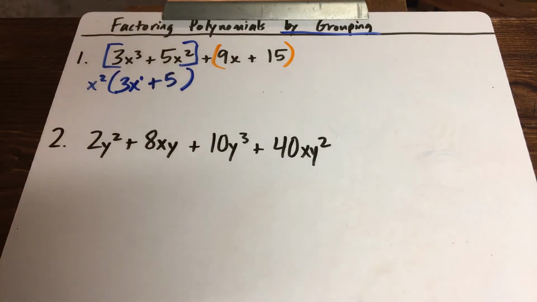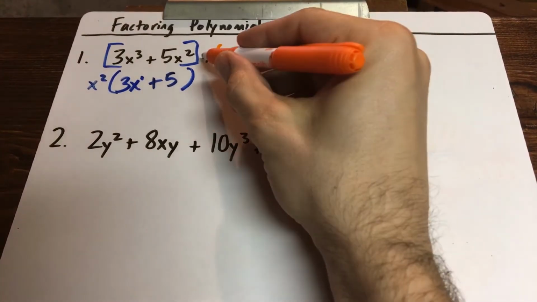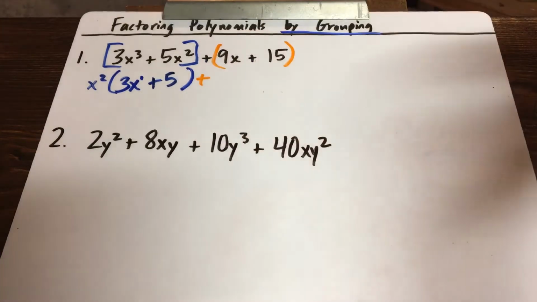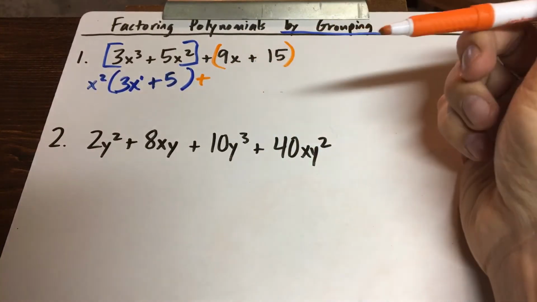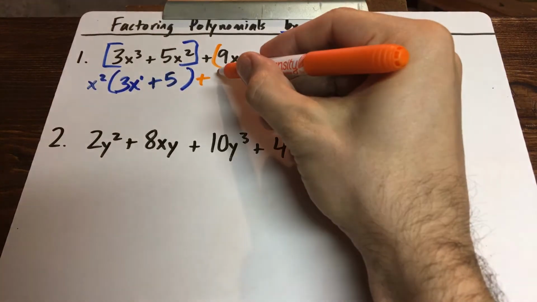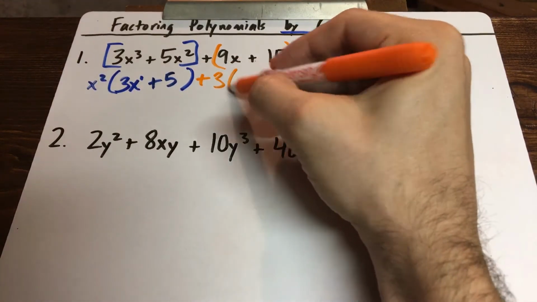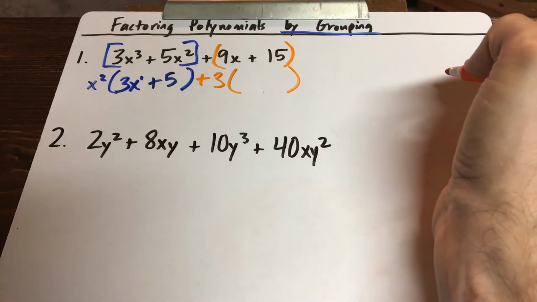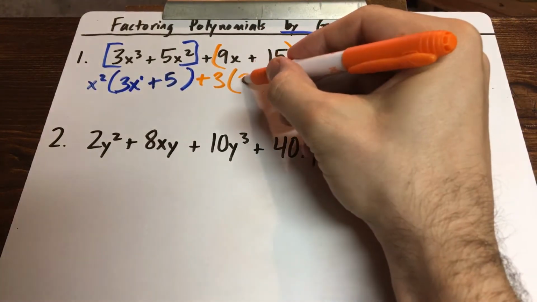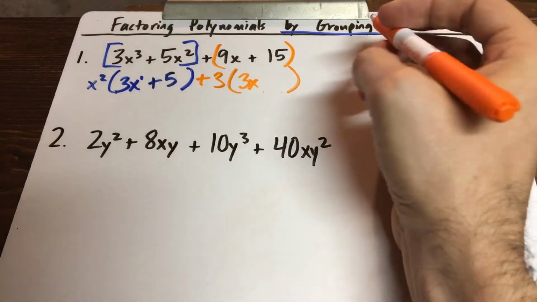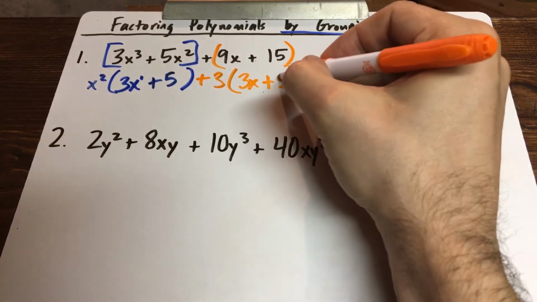Okay. Now let's go to the second parentheses. In my second parentheses, I'm just going to drop down this plus sign because it's right there. What do these 2 terms have in common? Right here, both the numbers can go into 3, right? So I'm going to divide both these by 3. That's the only thing they have in common. And now let's see what's left over. If I do 9x divided by 3, 9 divided by 3 is 3. If I do 15 divided by 3, 15 divided by 3 is 5.